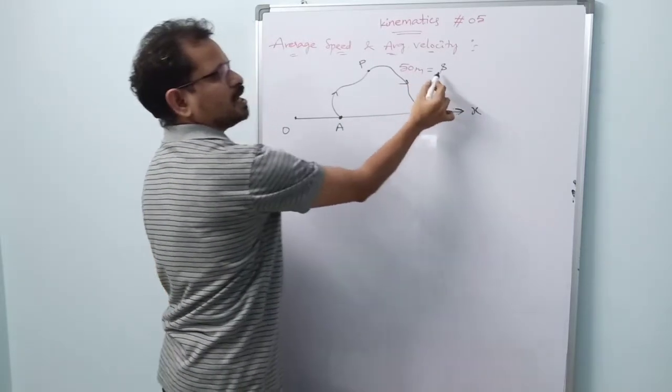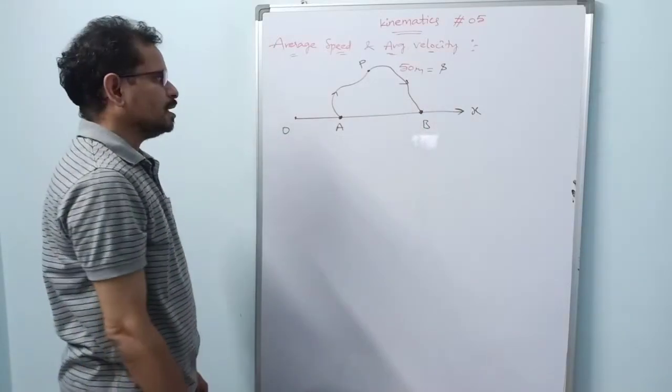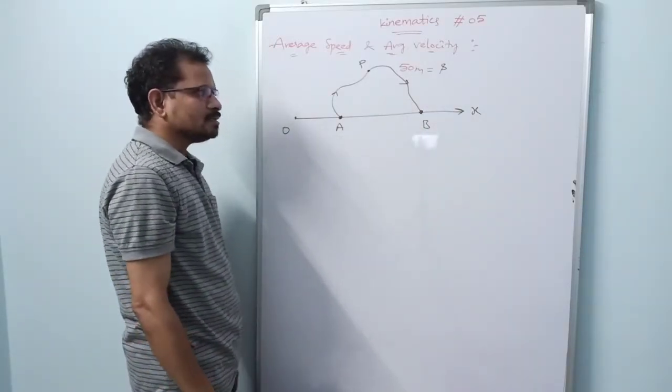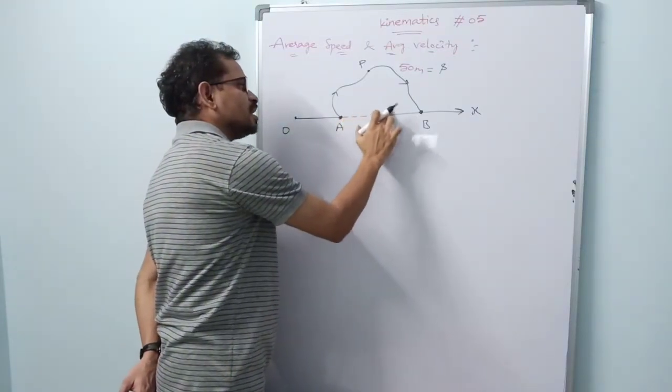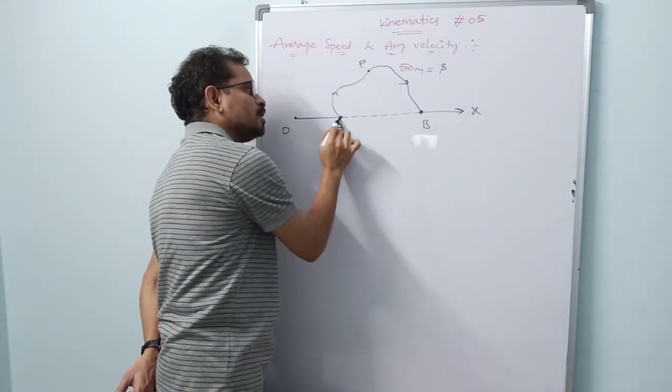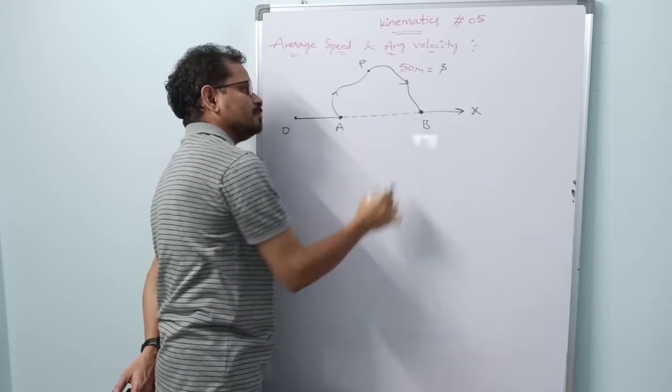Distance I am representing with a small s. And what is the displacement here? From the definition of displacement, it is the length of the straight line joining the initial point and the final point B.